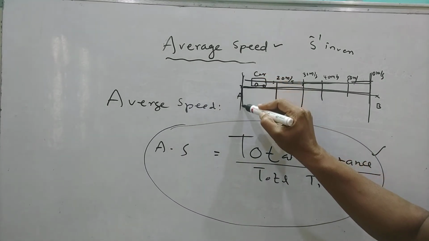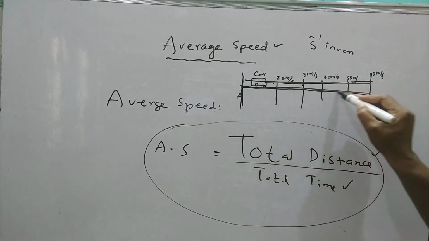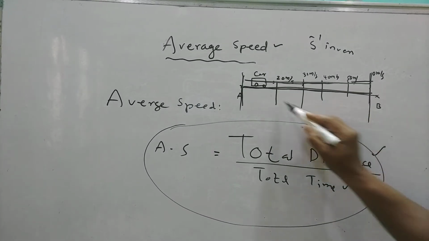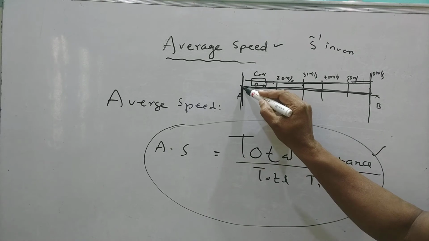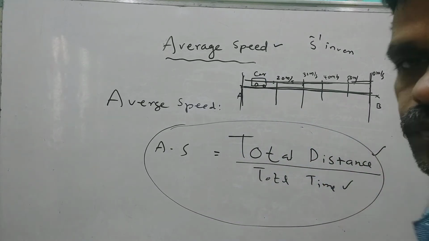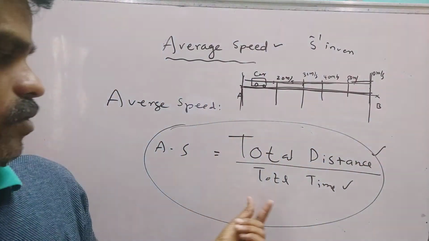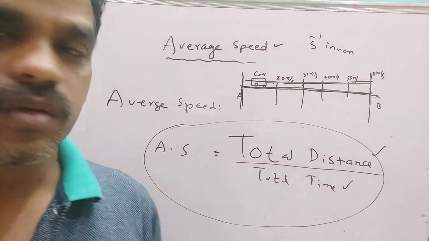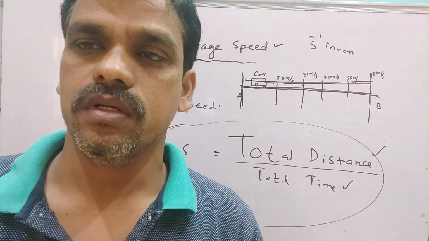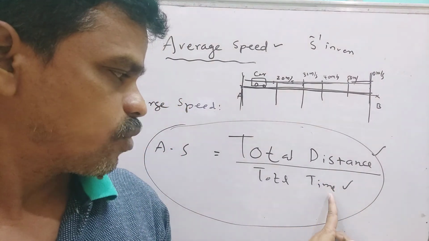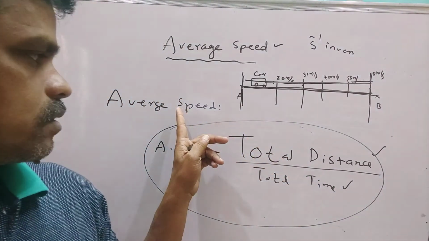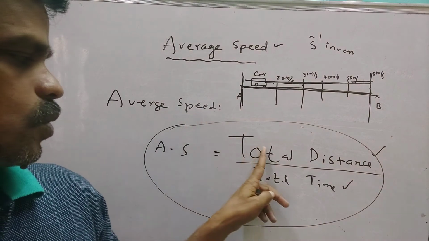So average speed equals total distance by total time. Here the total distance means the total distance from A to B, and how much time is taken to reach B from A. So total distance by total time, that is average speed. Here also it is distance by time only, speed, but we added the term average. So total by total.